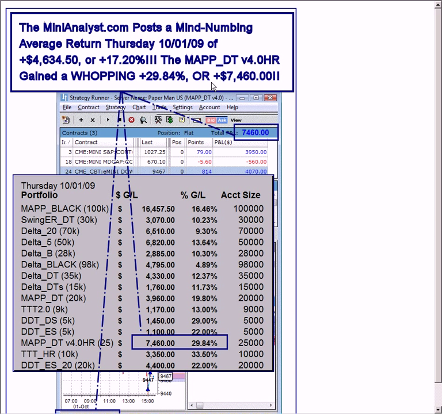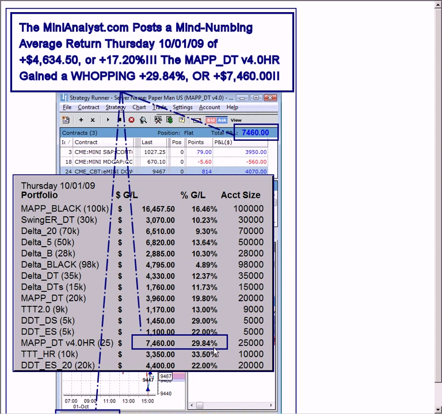The MapDT version 4.0 HR, again, a very popular portfolio, just really hits the sweet spot of what our clients are looking for, which is high risk to high reward. Of course, the HR is high risk and high reward. That's the vernacular, but nevertheless, it really suits our clients well. It's a very popular portfolio. As you can see, yesterday, up $7,460 on a $25,000 portfolio.